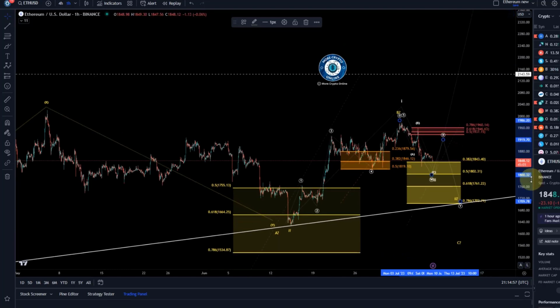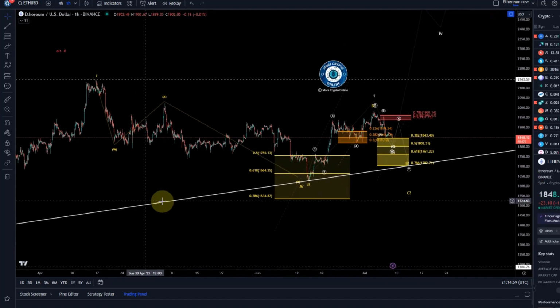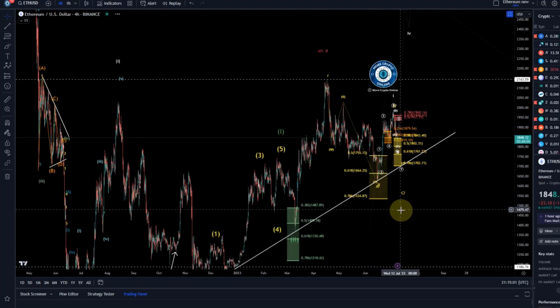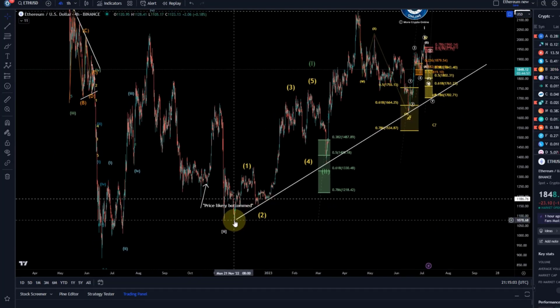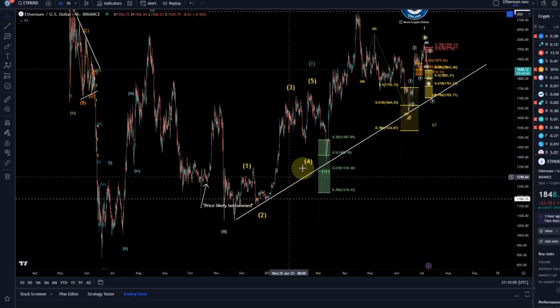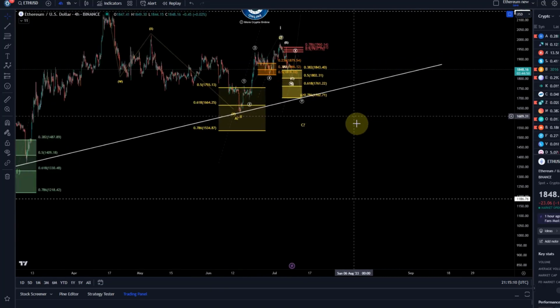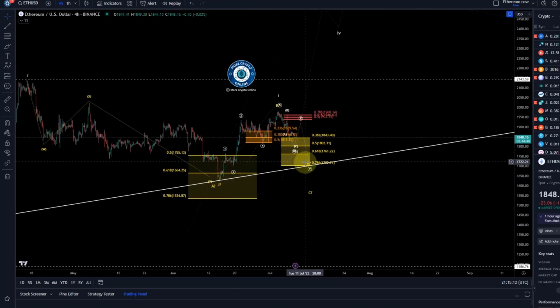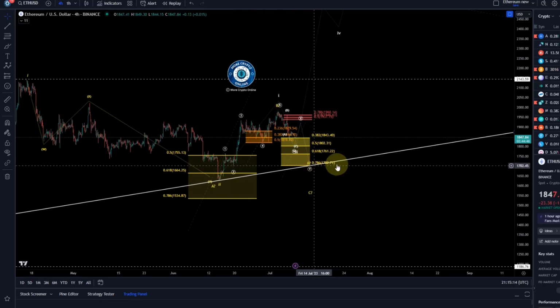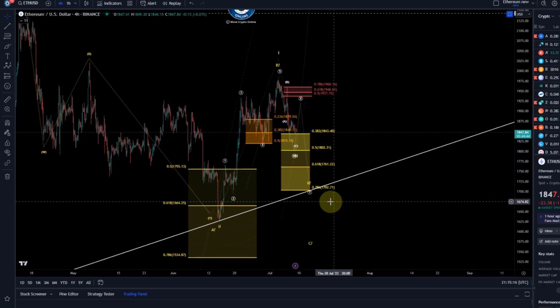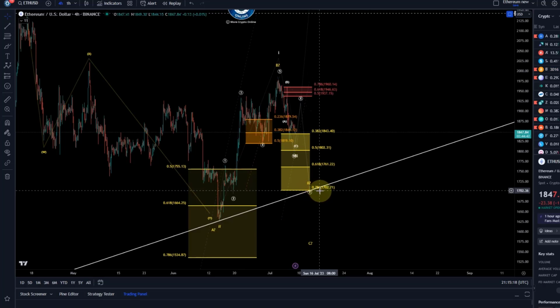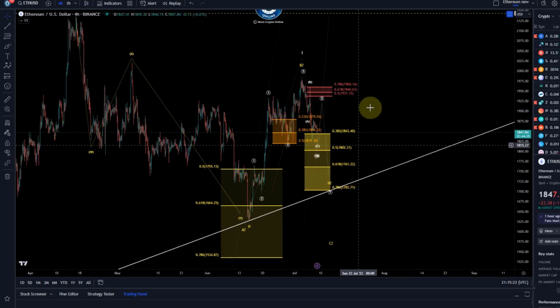Bear in mind, what I showed you before is this ascending trend line that Ethereum's price reacted to once, twice, 3 times, 4 times, 5 times already. So we might test that trend line again. And that would be pretty much exactly where the 78.6 Fibonacci retracement level at $1,700 is located. So keep an eye on these levels.